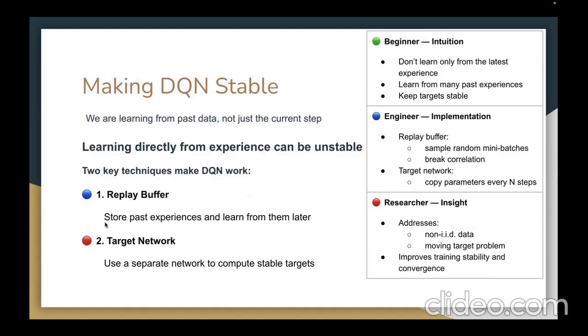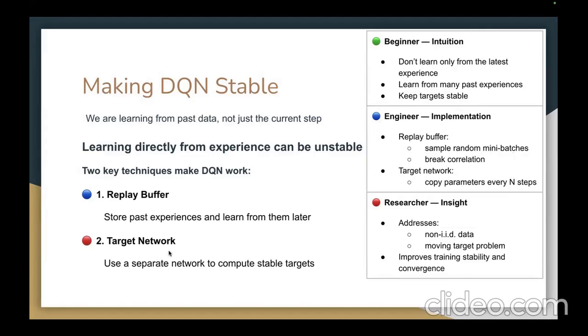Typically we use a replay buffer. We store our past experience, depending on the size of the replay buffer, and later we sample from it, so we hope the data points are more independent. The intuition is that we don't learn only from the latest experience, we learn from many past experiences, and this helps keep the target stable. For implementation purposes, the replay buffer is an array that stores the s, a, r, s prime tuples. During training, we sample random batches of them, and this helps break correlation.